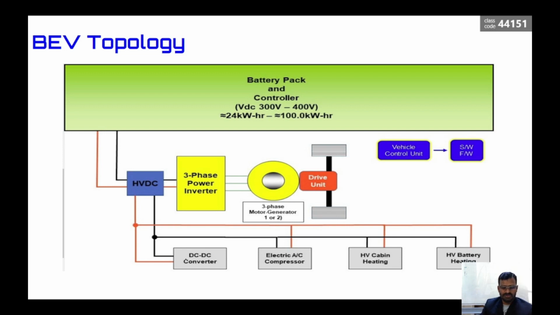And we have the DC to DC converter, which gives the low voltage supply to the low voltage battery, and also provides the required voltages to different equipment in the EV. And the electric AC compressor, which operates from the high voltage DC, and the HV cabin heating system and battery heating system. So these are the different systems connected in this BEV topology.